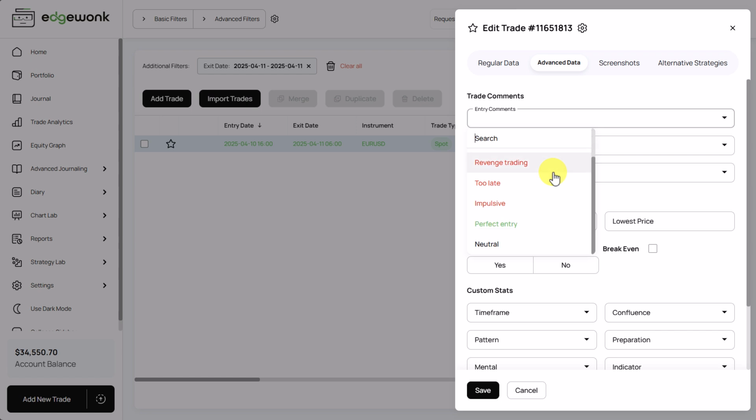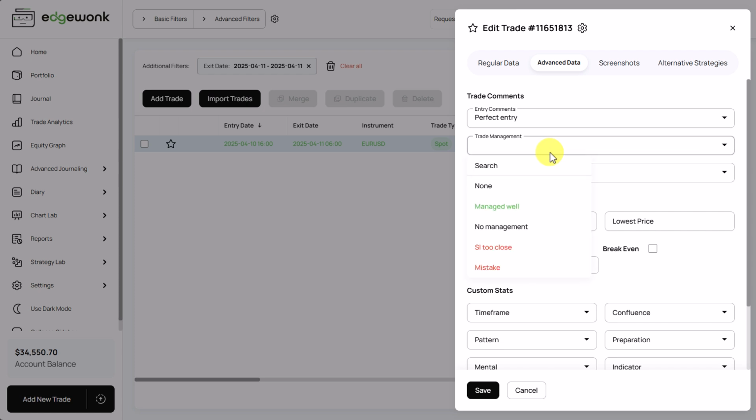In this case, the entry was good. We have taken the entry as planned, so this becomes a perfect entry. We didn't make any management decisions, so we entered the trade and then let it run for the most part. So I would say we managed it quite well.